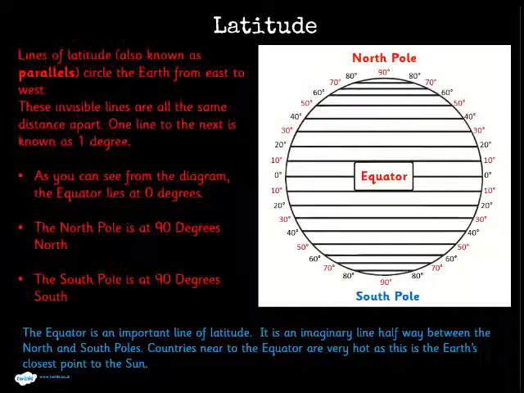Okay, let's keep reading. As you can see from the diagram, the equator lies at 0 degrees. The North Pole is at 90 degrees north, obviously, and the South Pole is at 90 degrees south. The equator is an important line of latitude. It is an imaginary line halfway between the North and the South Poles. Countries near to the equator are very hot, as this is the Earth's closest point to the Sun.